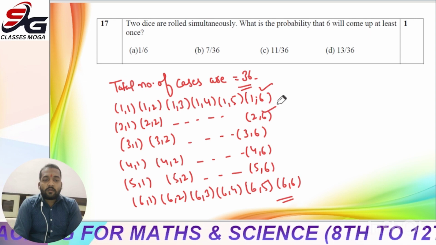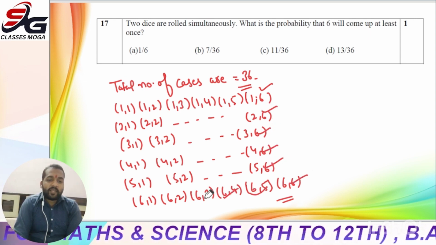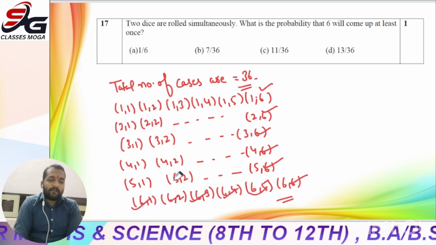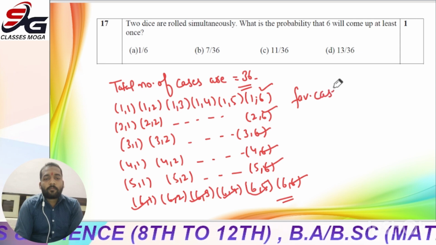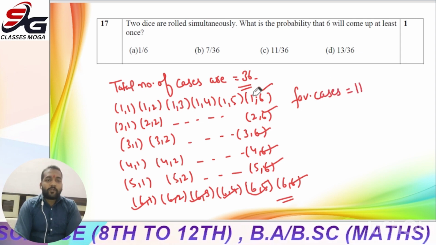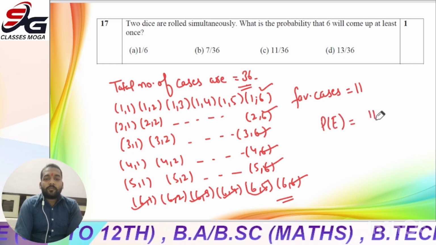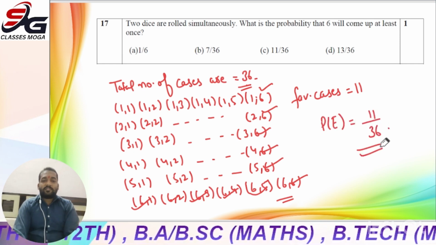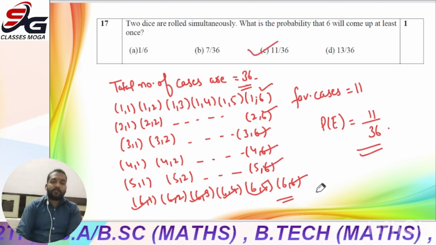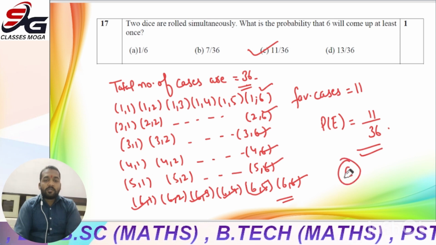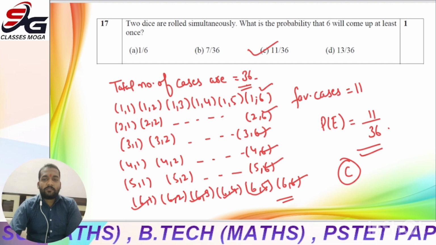So 1, 2, 3, 4, 5, 6, 7, 8, 9, 10, 11. The total favorable cases are 11 and total cases are 36. So what is the probability? Probability is 11 by 36. So which option is correct? Right?